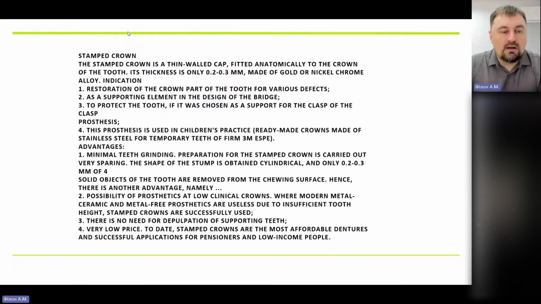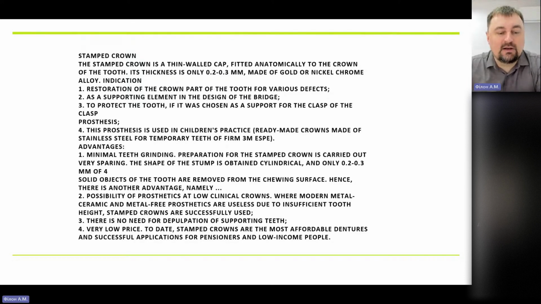Stamped crown. The stamped crown is a thin-walled cap fitted anatomically to the crown of the tooth. Its thickness is only 0.2-0.3 millimeter, made of gold or nickel chrome alloy. Indication: restoration of the crown part of the tooth for various defects. It is a supporting element in the design of the bridge, to protect the tooth if it was chosen as a support for the prosthetics. This prosthetic is used in children's practice: ready-made crowns made of stainless steel for temporary teeth.